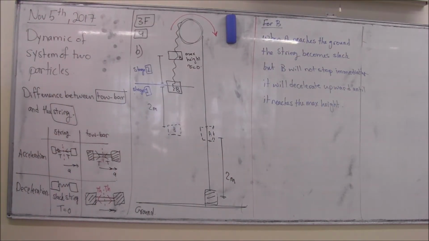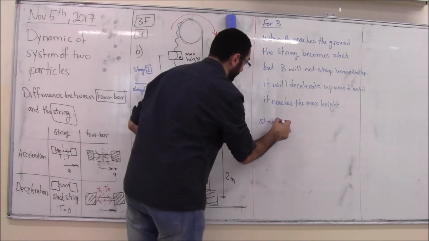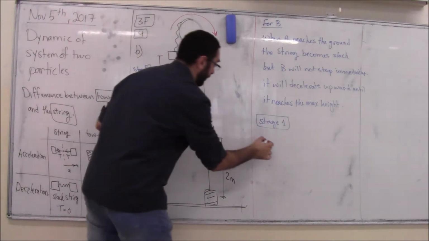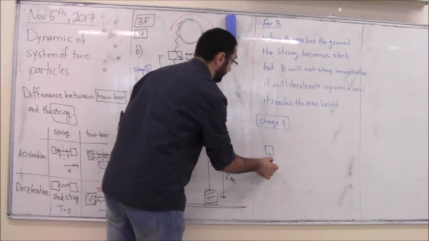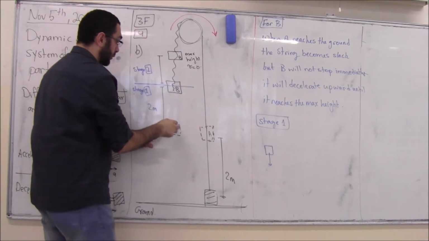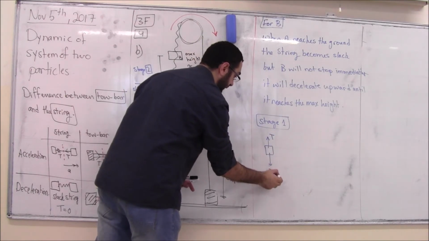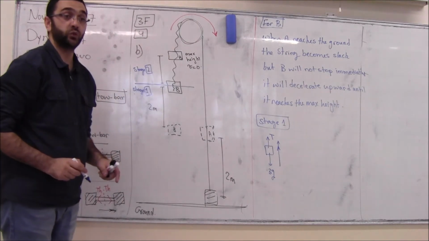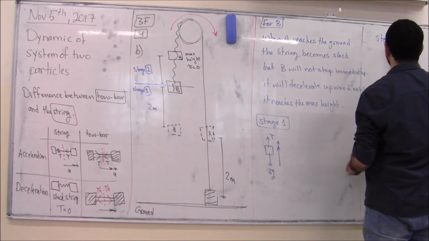Okay? So here we have stage 1. Pay attention, please. Look at stage 1. Always draw a free body diagram for stage 1. All this treatment is for B. In stage 1, what do we have? We have tension upward, right? 3g downward, and the acceleration is upward. This is stage 1. Stage 2, look, please.